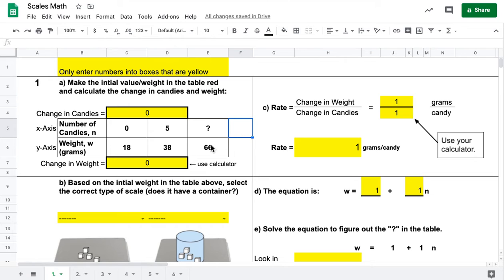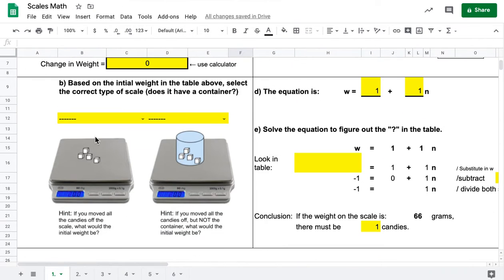Okay, so I just want to go over this whole idea of the linear relationship. So think of, we're putting candies on a scale, and there's two scales possible. One scale does not have a container. One scale has a container.